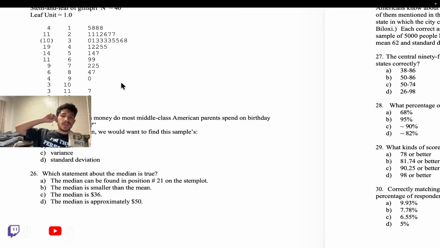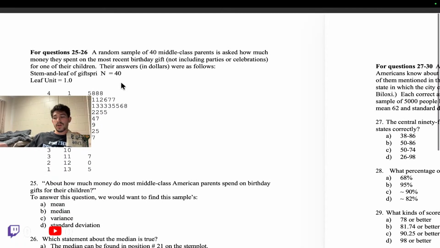Which statement about the median is true? So in order to figure out the median, we need to know the n value. The n value is 40. We're going to do n plus 1, which is 40 plus 1 divided by 2. What does that give us? Well, 40 plus 1 is 41 divided by 2 is 20.5. So what we want to do now is look at the 20.5th value on here.